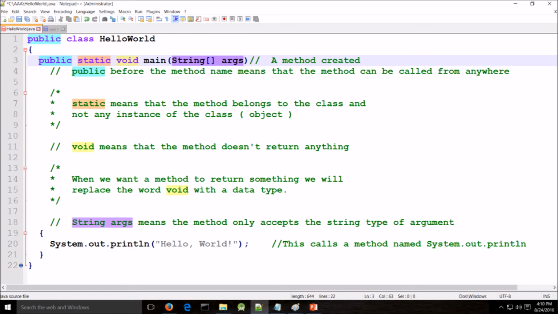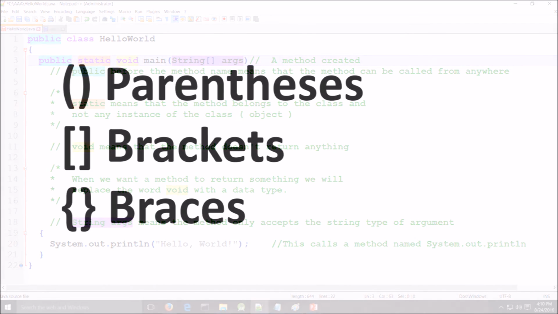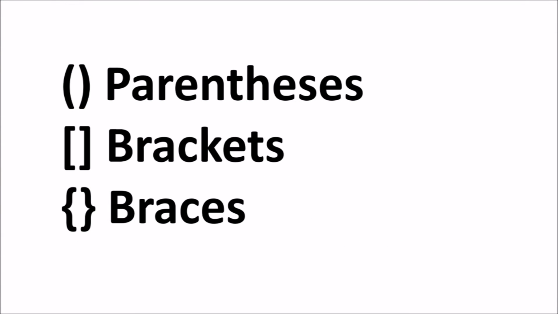Okay, while I'm here, let's take a real quick look at the definitions and settle some issues with these important symbols that you're seeing. These are parentheses, brackets, and braces. We will see these used again and again, so it's important that you know what they are when we are talking about them. Again, parentheses, brackets, and braces.